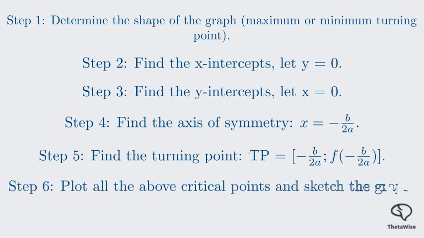Step 6. Plot all the points you just found on a Cartesian plane: the axis of symmetry, the intercepts, and the turning point. Once these key points are accurately placed, draw a smooth, symmetrical curve through them to form your parabola. It's time to put these steps into action with an example. This will help you see the entire process flow together.